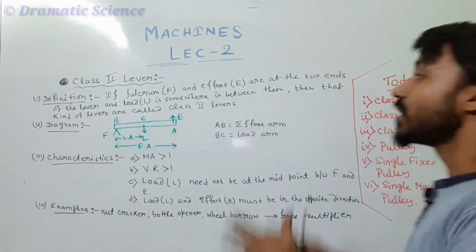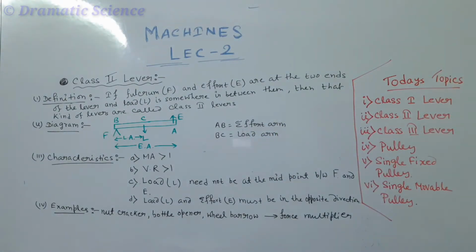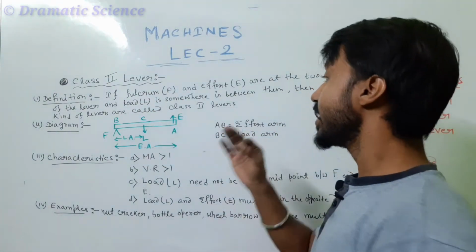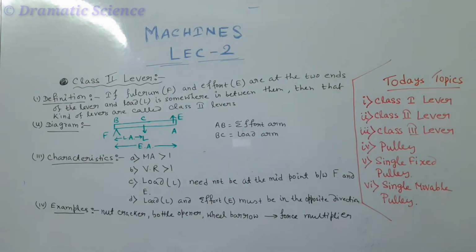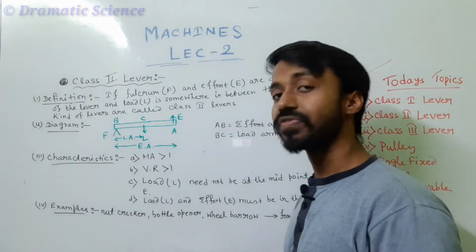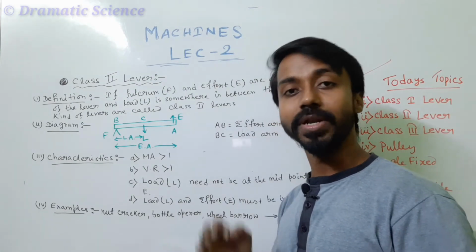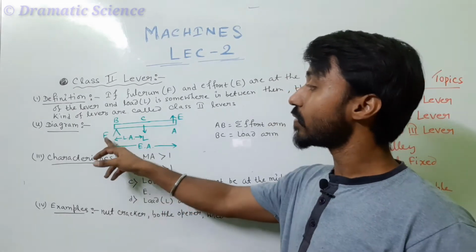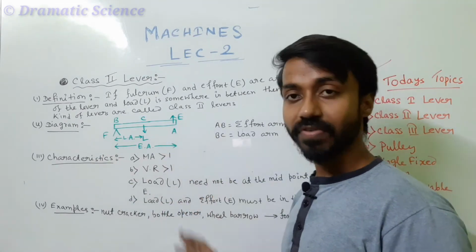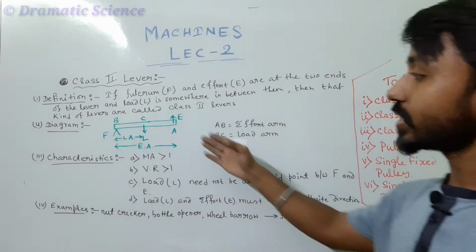So now we have the description of class 2 lever. What is the definition? If fulcrum and effort are at the two ends of the lever and load is somewhere in between them, then that kind of lever is called class 2 lever. That means in the case of class 2 lever, load will be in the middle position, not necessarily exactly in the middle, but in between fulcrum and effort, right? So here is the diagram.